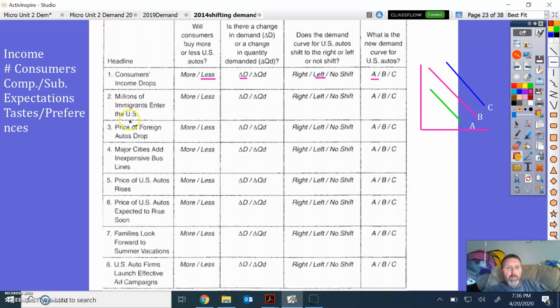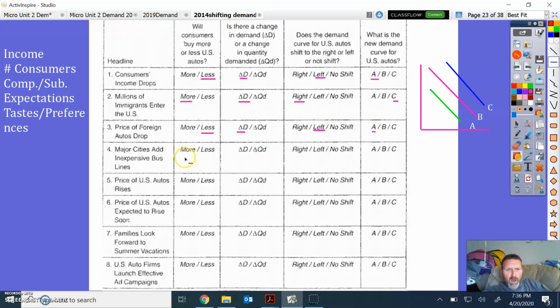Back to B. Millions of immigrants. More. Change in demand. Number of consumers. To the right, C. Now, the price of foreign autos drop. Well, U.S. autos and foreign autos are substitute goods. So if the price of foreign autos drop, we're buying U.S. autos less. Change in demand. Left, A.